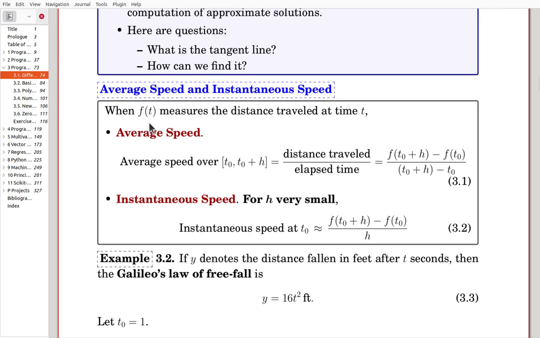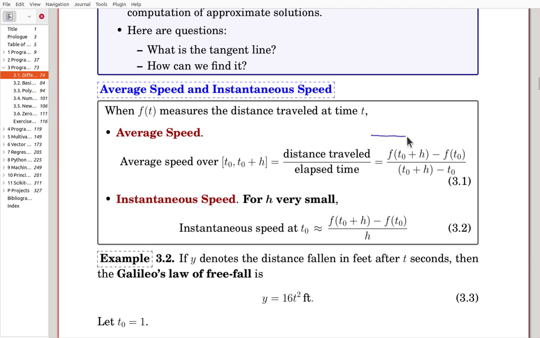When f of t, as a function of time, measures the distance traveled at time t, the average speed is defined in this way. Average speed over t0 to t0 plus h is the distance traveled over the elapsed time, and that is the quotient. Let's see here the meaning of this quotient through a graph.